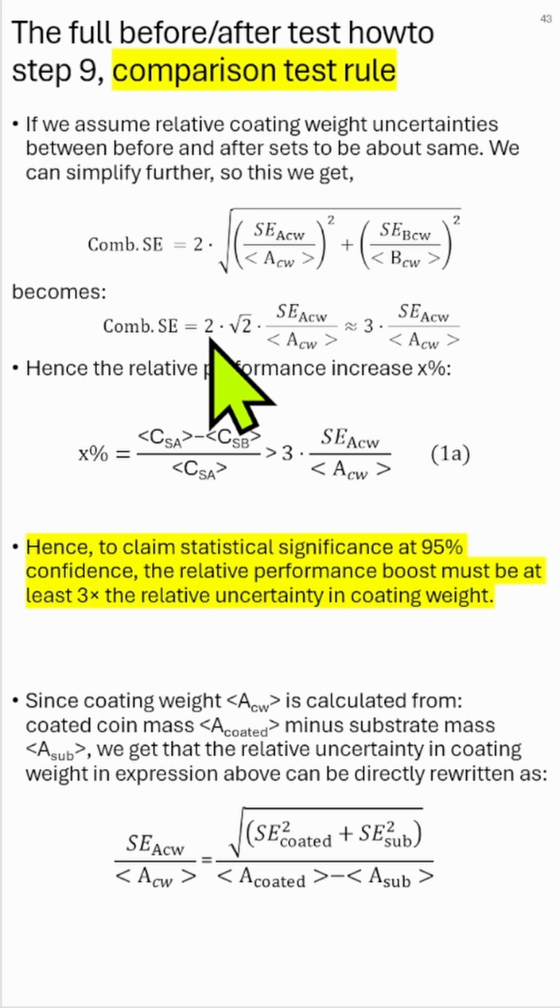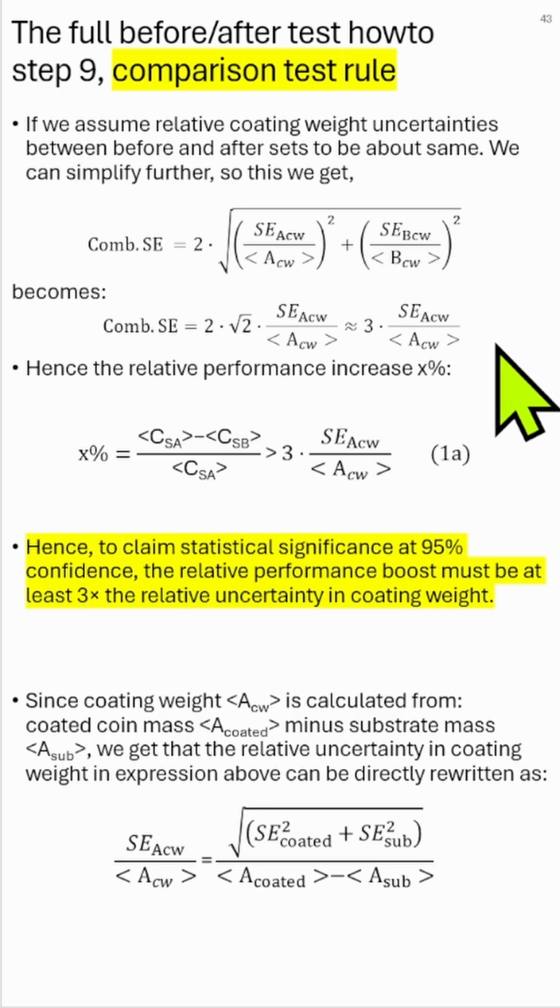This can be simplified. If the standard errors are the same for both sets, those relative errors, then we see that the square root basically becomes just a square root of 2 factor. So then we get 2 times the square root of 2 times the relative error in the A set, since it's the same as the B set. That's what we are approximating here. And square root of 2 times 2 is about 3.